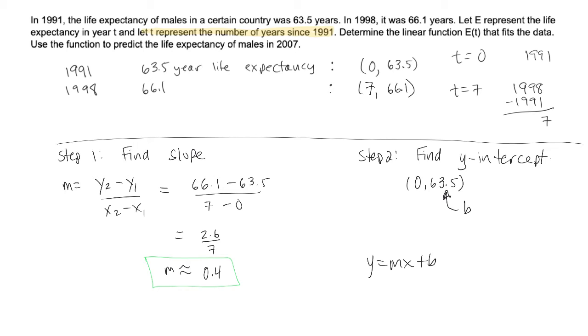So we know what b is and we know what m is. Because we're using function notation, instead of y we want to replace that with the function we're given. They want us to use e of t to represent the outcome, which is the life expectancy. So e of t equals the slope, 0.4, times our input t instead of x, plus b, which is 63.5. There is our function.